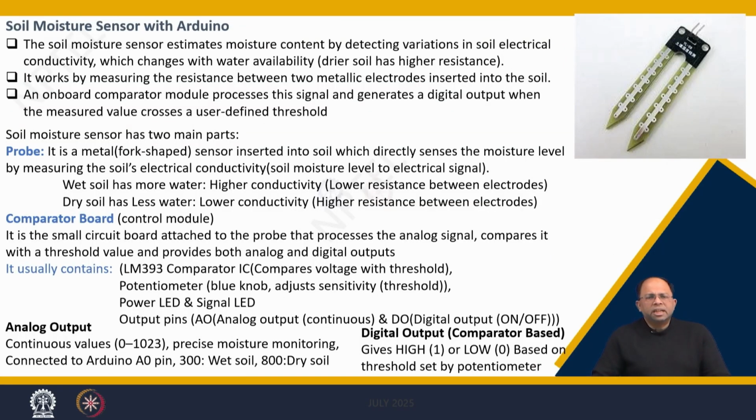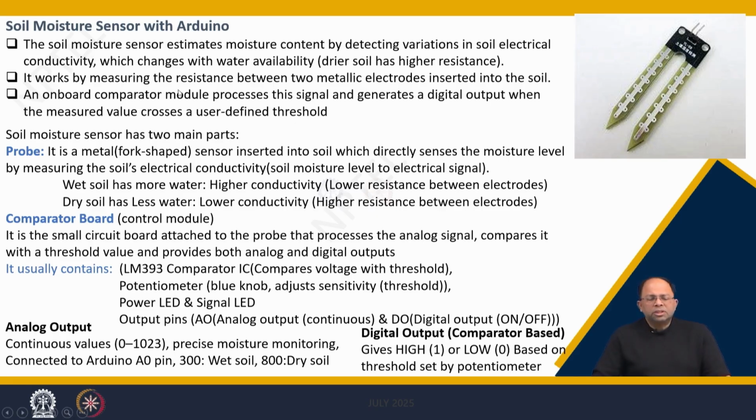The next project that we will look into is the soil moisture sensor with Arduino. In this case, the soil moisture sensor estimates the total moisture content, and that happens by detecting the variations in the soil electrical conductivity. When you pour more water in the soil, it changes the conductivity of the soil, and that can be detected. Drier soil has much higher resistance, so the values that we will record would be different from when the soil is wet.